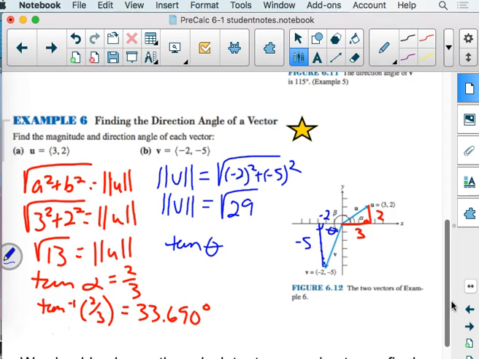So opposite over adjacent is going to be -5 over -2, which is just a positive 5/2. So we need the inverse tangent of 5/2. And then we're going to do a little figure and get it in the right block. So let's see here. Inverse tangent, 5 divided by 2. 68.199 degrees. All right, so my little angle theta here is 68.199 degrees.